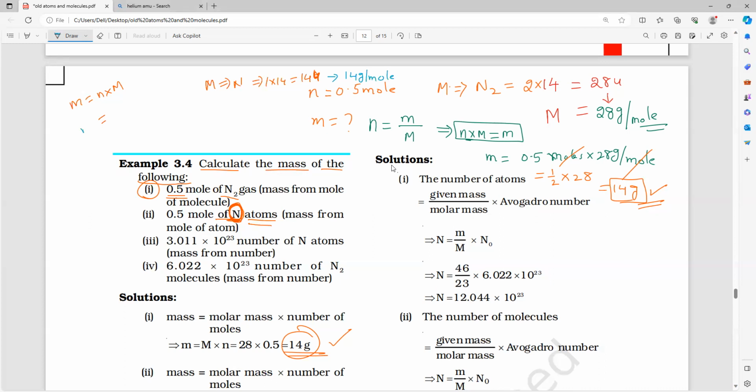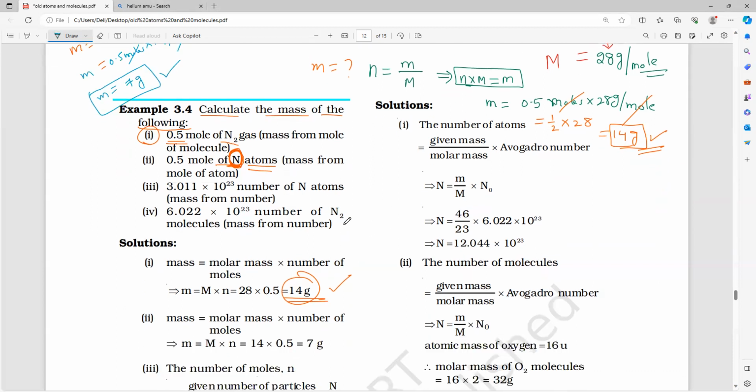So mass is equal to the same 0.5 moles into 14 gram per mole. So mole will get cancelled. 0.5 into 14, which is equal to how many grams? Everybody, how many grams? Mass. 7 grams. Over. Finish it.